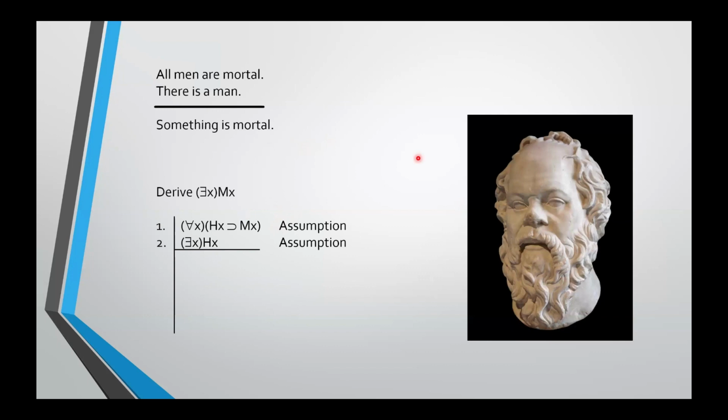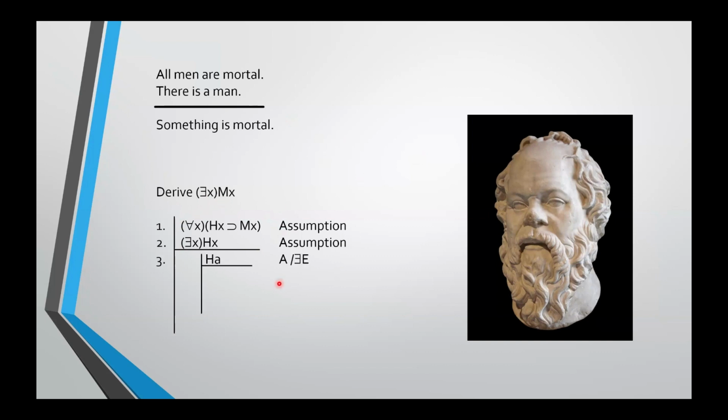Okay, so we'll look at an example. We'll take that classic argument about Socrates being mortal and we'll just generalize it. So now it's: all men are mortal, there is a man, we'll remain neutral on whether that's Socrates or not, and then the conclusion is just that something is mortal. So here are our premises in PL. We're going to derive this sentence here.